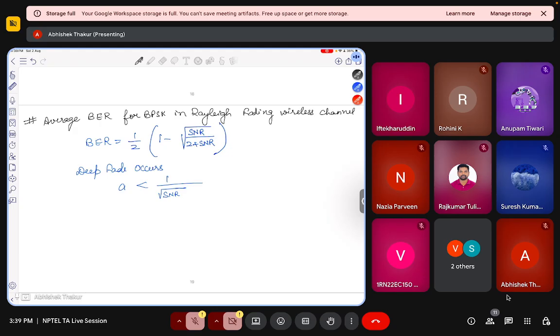Second, the approximate equation of bit error rate. So bit error rate is given as 1 by 2 SNR, and the probability of deep fade is given as 1 by SNR.